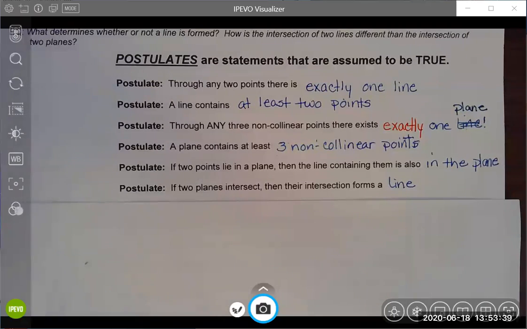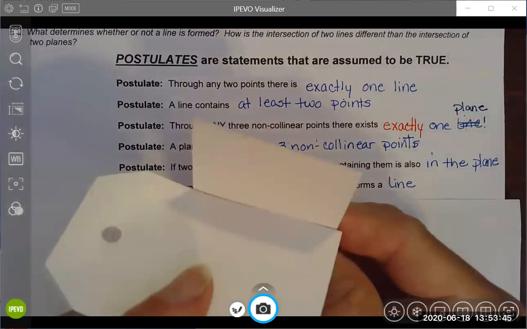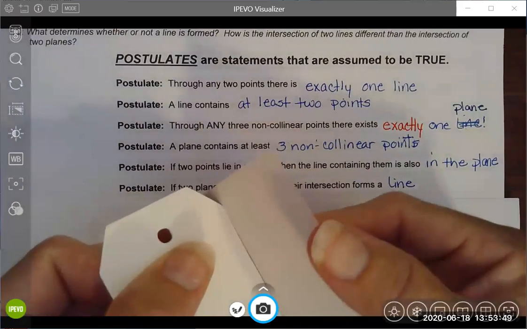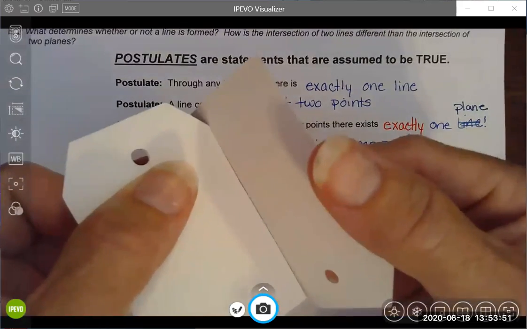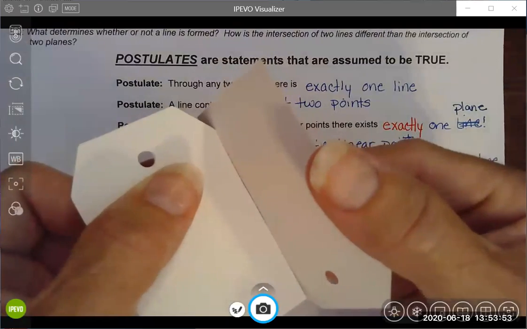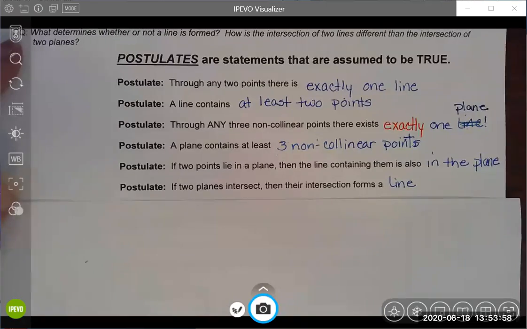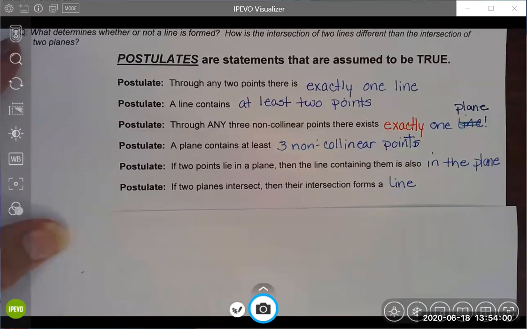When 2 planes intersect, their intersection forms a line. If I look at my 2 cards, again, when these two planes intersect, you'll notice there's a crease. Think of the crease as a representation of a line. So that's that postulate. And that's it for our postulates.